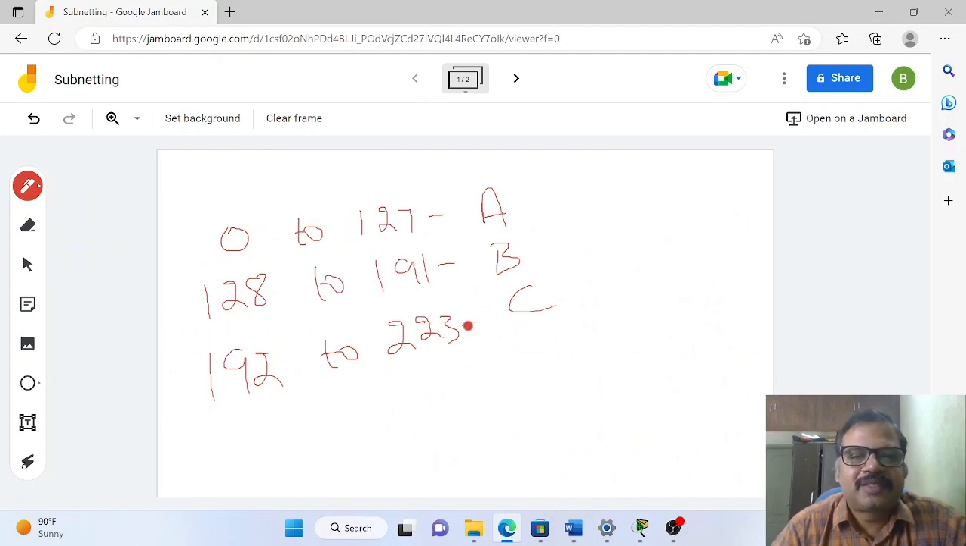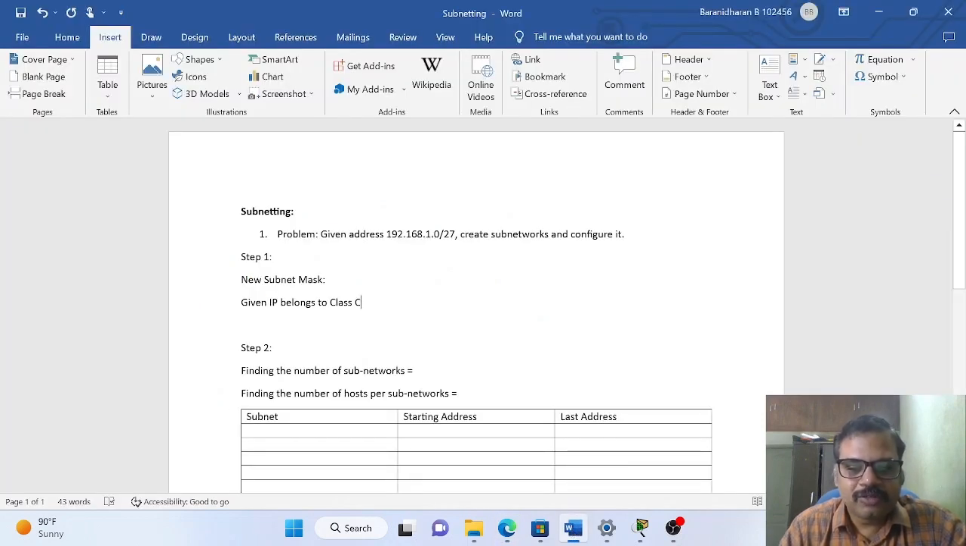Whenever the first number is between 0 to 127, the given IP belongs to class A. Whenever the number is between 128 to 191, it belongs to class B, and 192 to 223 belongs to class C. We have seen in our earlier videos how we can identify the class of the IP by looking at the first number. So it belongs to class C since the first number is 192.